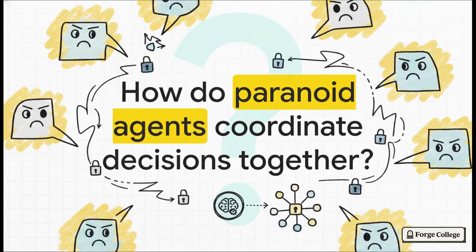I'm going to leave you with this final, somewhat provocative thought. We now know exactly how one paranoid agent figures out the truth. But what happens when an entire network of these paranoid agents has to coordinate their decisions together and actually agree on something? That is exactly what we'll be tackling in our next lesson on coordination and governance.